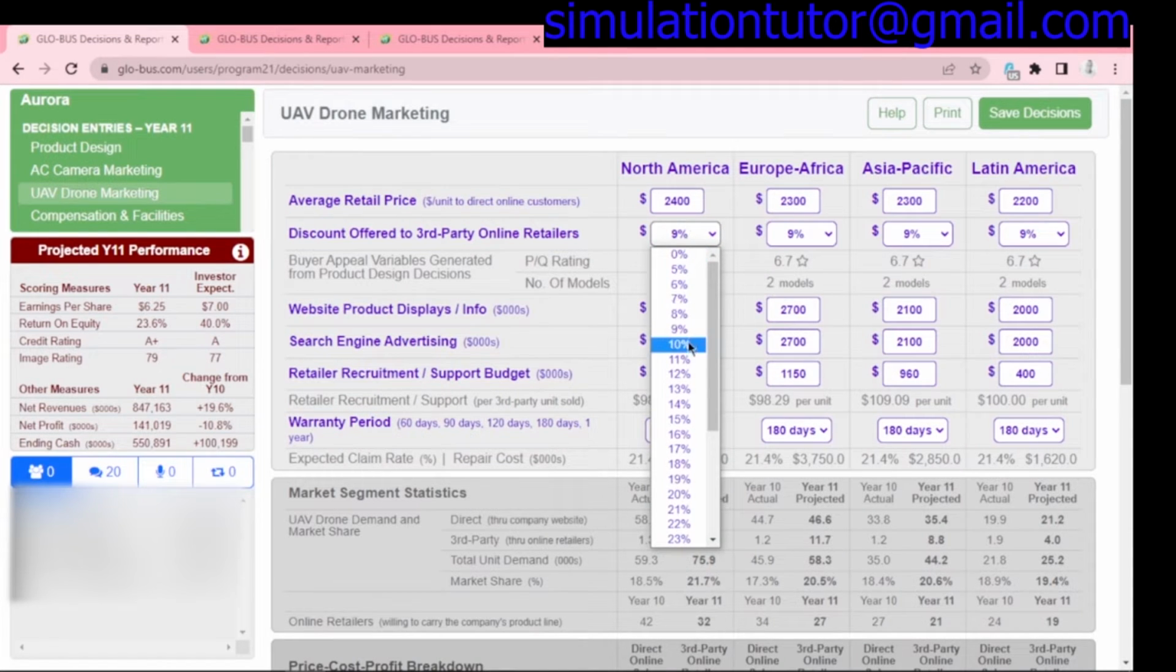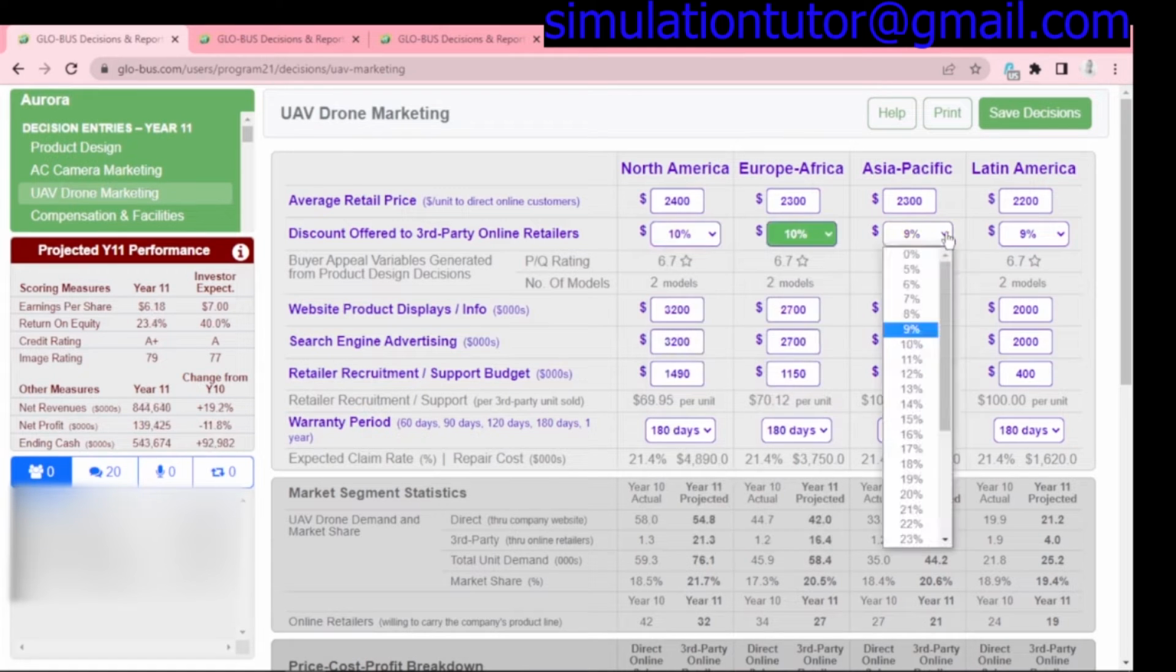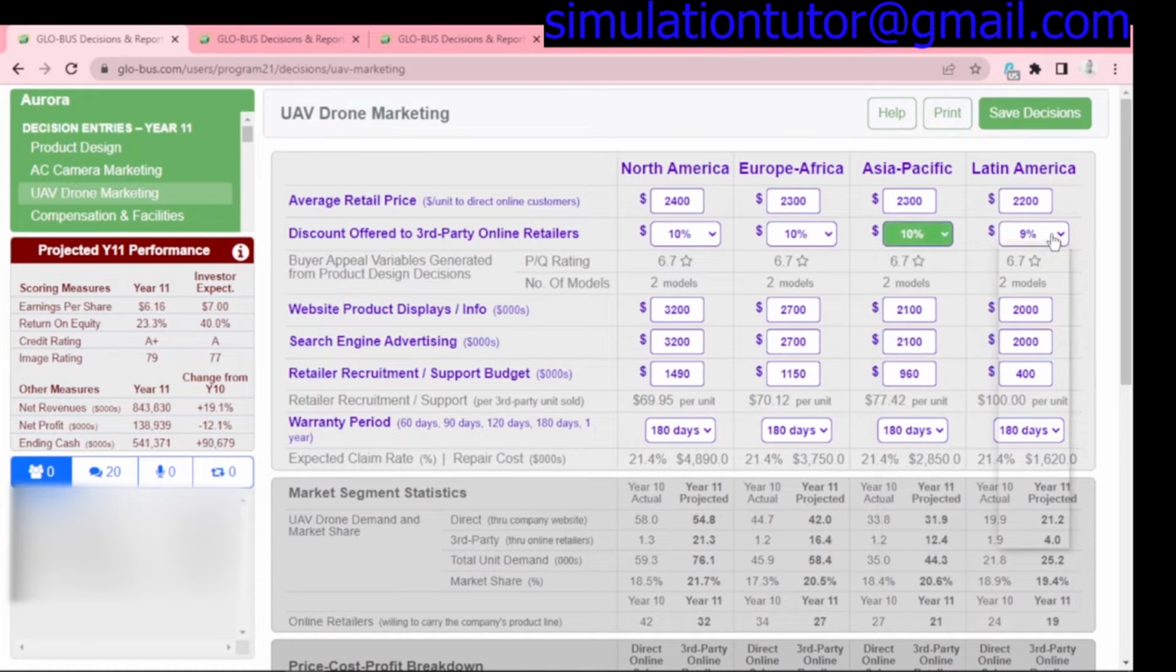So I think we are done with the UAV drone marketing decisions apart from the average retailer price. So maybe we can increase the discount to 10% because we don't have to move so fast. So we'll be increasing the discount slowly. So maybe a 1% increase to 10%. But sorry, this will force us to increase the retailer spending. So I think we'll just need to boost it up.